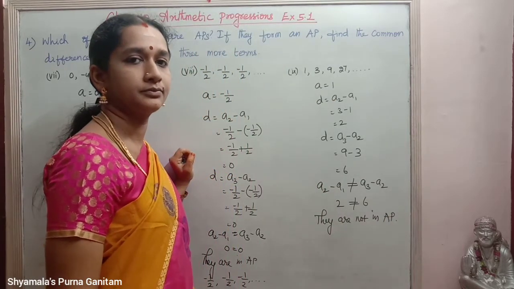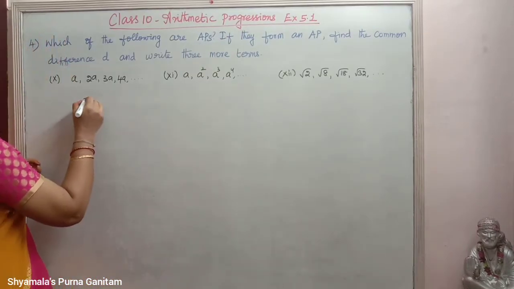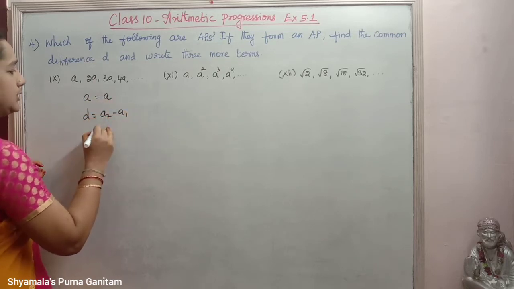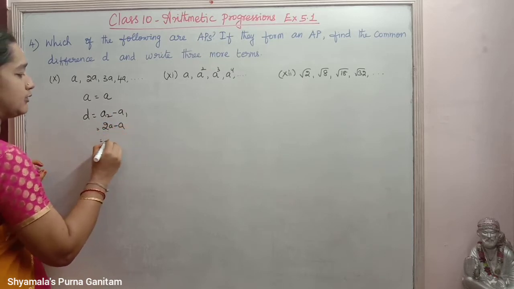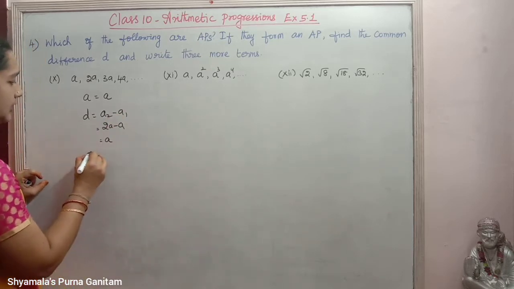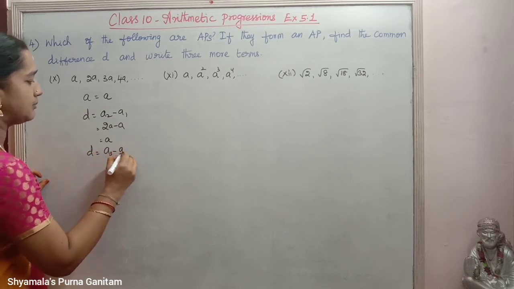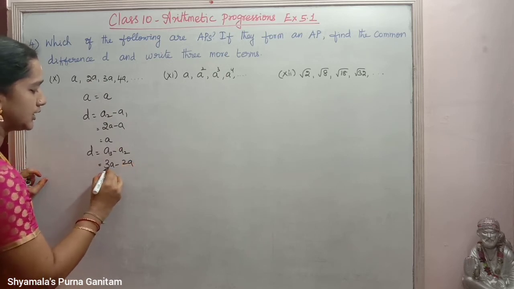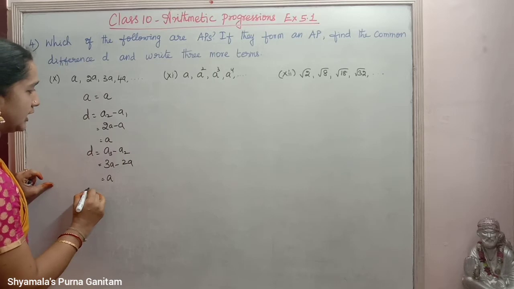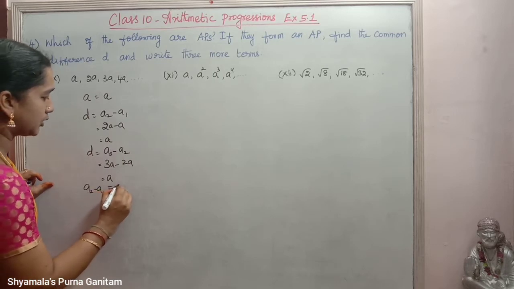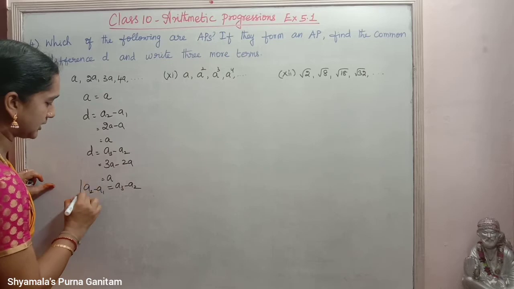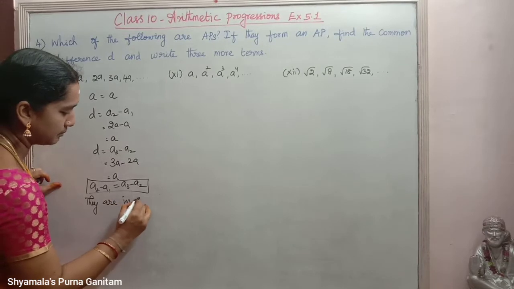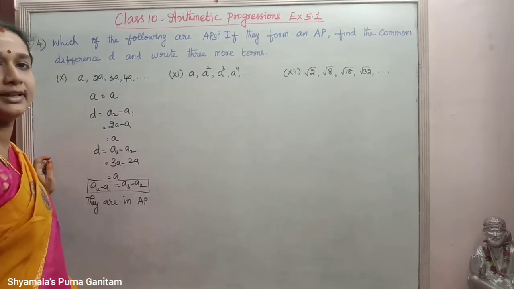Okay, the 10th sum. The first term is a here. The common difference is A2 minus A1, that is 2a minus a, so we get the difference as a. Then the next difference is a3 minus a2. a3 is 3a minus 2a, which is also a. So a2 minus a1 is equal to a3 minus a2. So they are in AP. Then we are asked to find the next three terms.